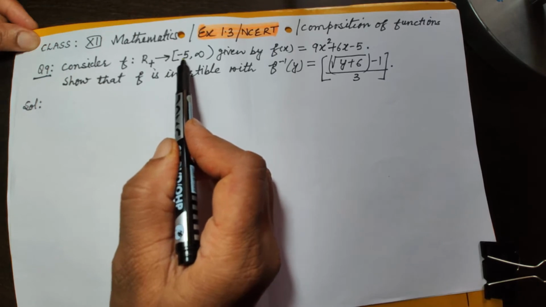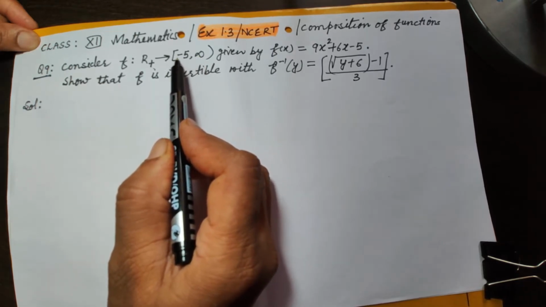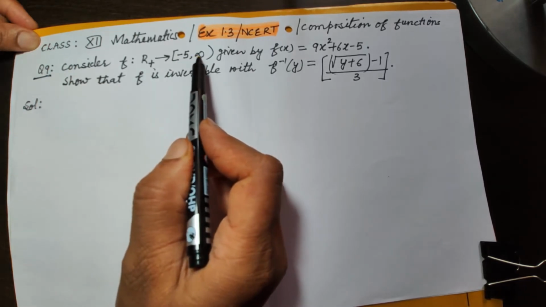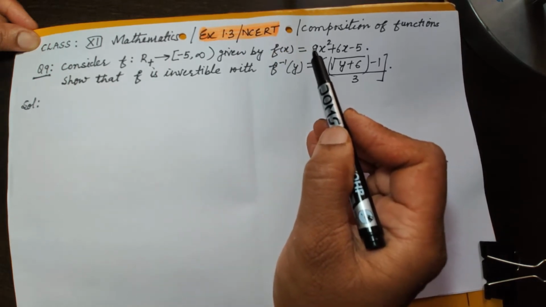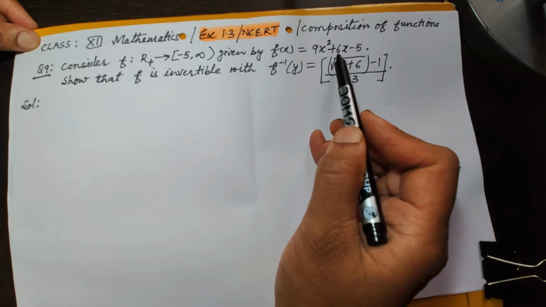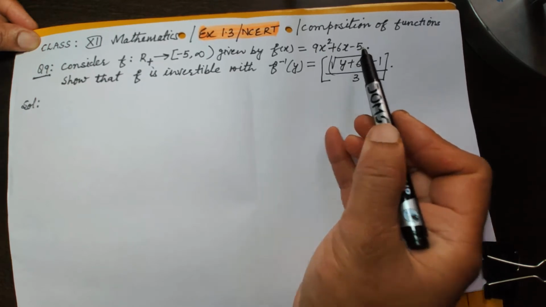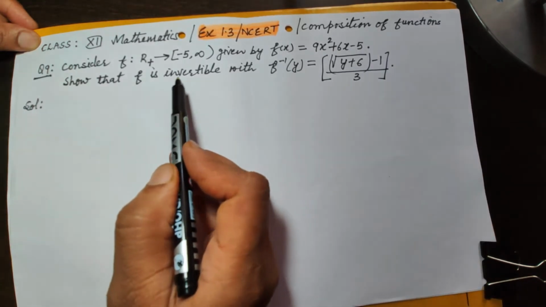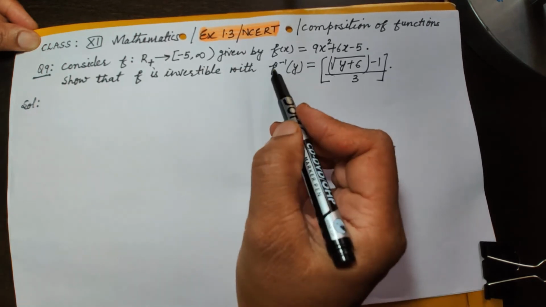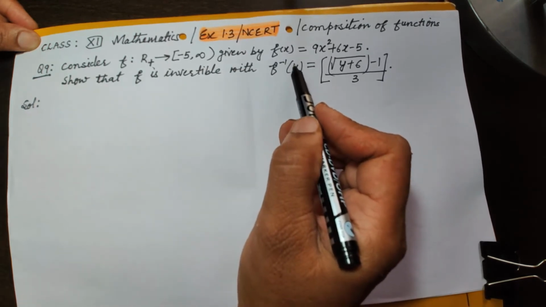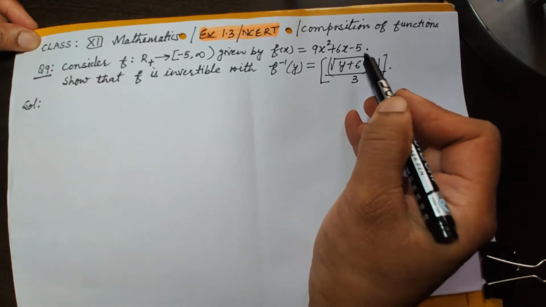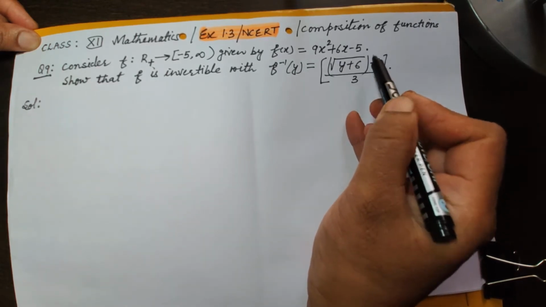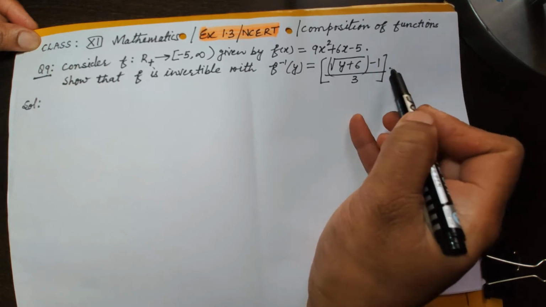Consider the function f from the positive real numbers to the semi-closed interval starting from -5 to plus infinity, given by f of x is equal to 9x square plus 6x minus 5. Show that f is invertible with f inverse taking y onto the root of (y plus 6) bracket minus 1 upon 3.